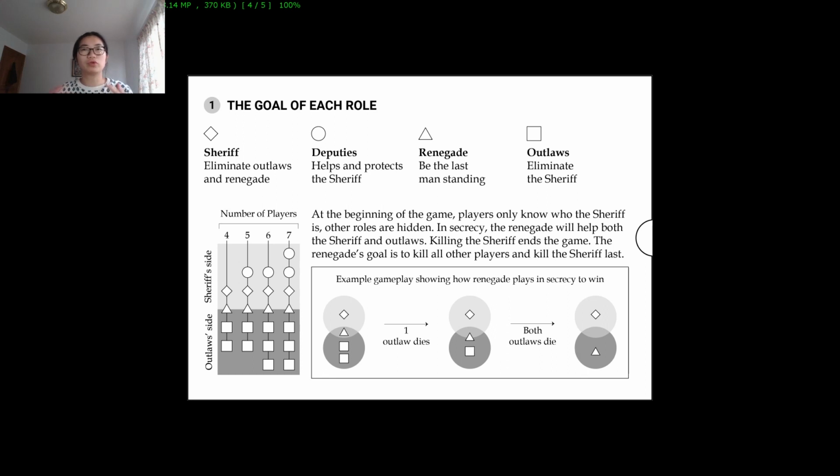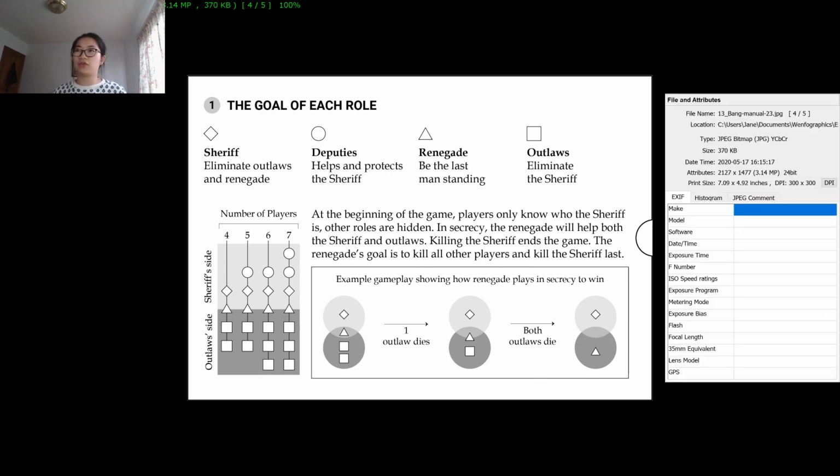So this is how the roles kind of work. It's a bit confusing to explain it without this aid. If I'd never had this aid, it would be very, very hard to explain how to play and how the renegade can kind of move sides. I think just explaining the renegade is very hard.